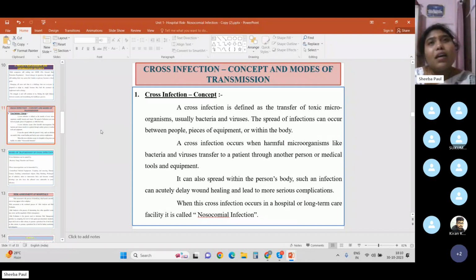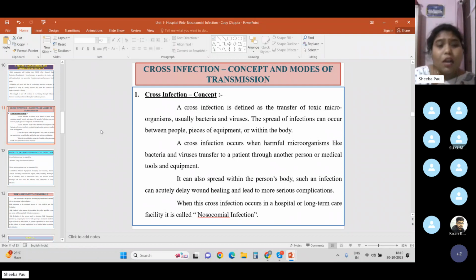So if a person has undergone a surgery, and he is not on a proper diet, he's not taking his medication properly, obviously his immune system gets compromised. And once his immune system is compromised, there is a risk of infection. And if the infection increases, the process of wound healing decreases, and also there can be so many other serious complications.